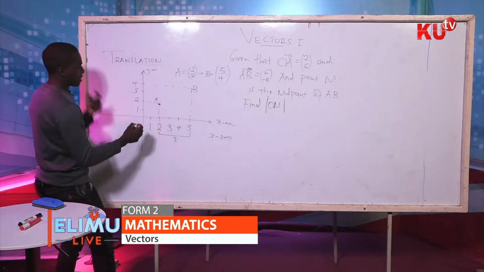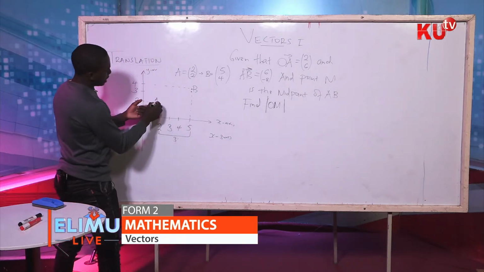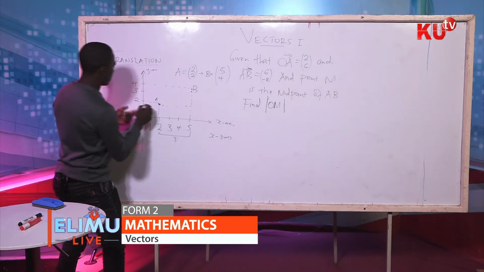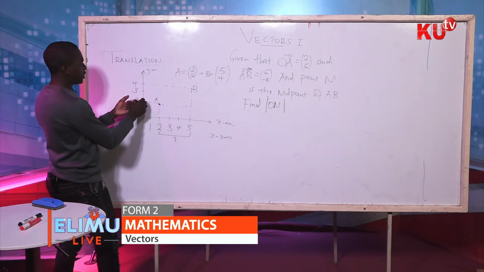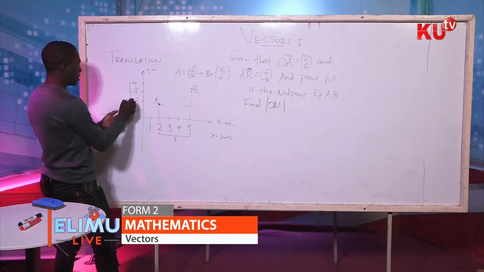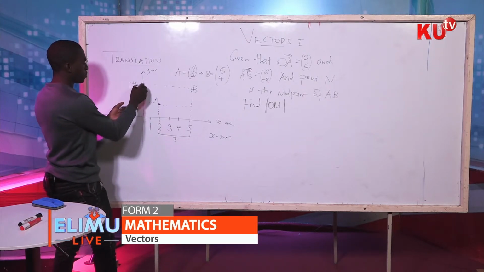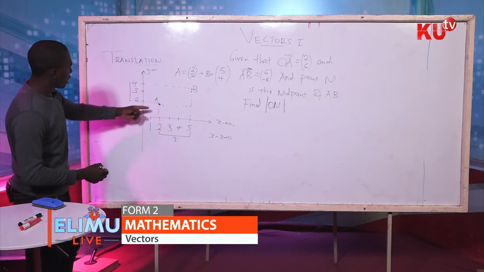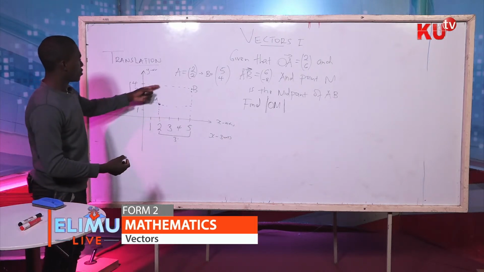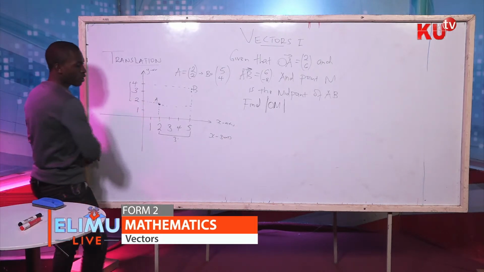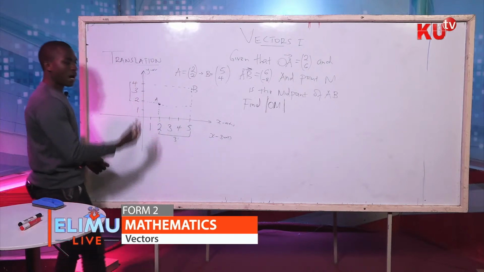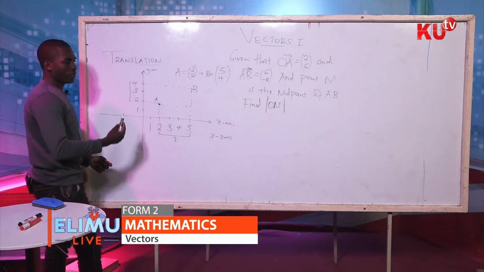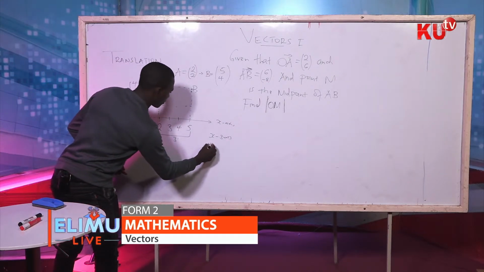What about the y-axis? The position of point A was initially here, at point 2, and then it changed to point 4. How many units are those? 1, 2. So the position of point A has changed by 2 units to point B. And because going to the right is positive, and going upwards is also positive, that's why our values come out positive.